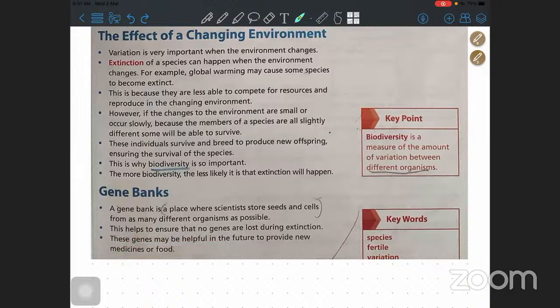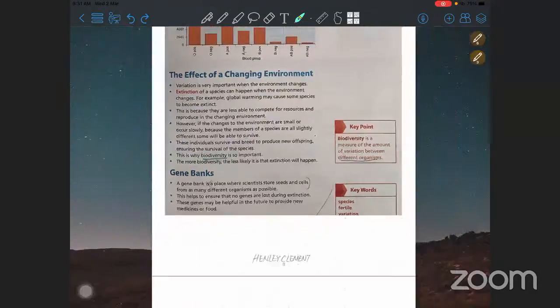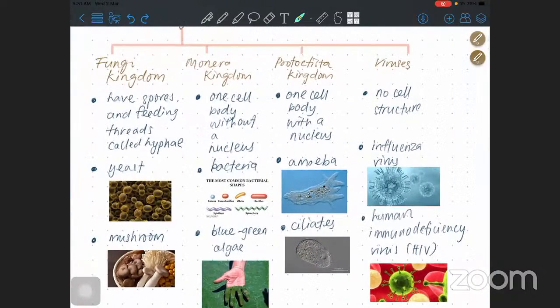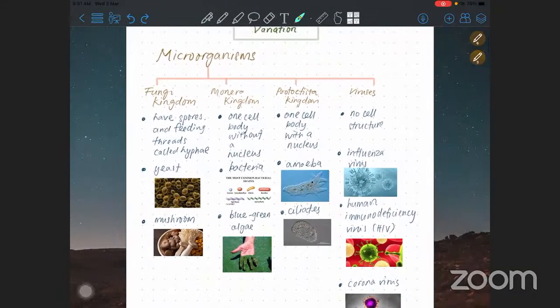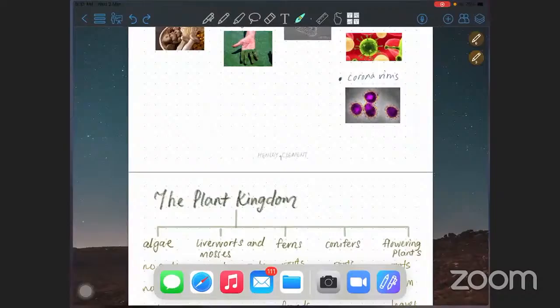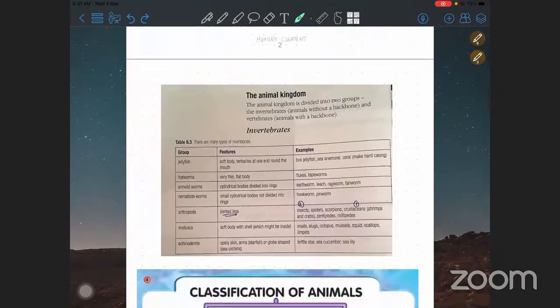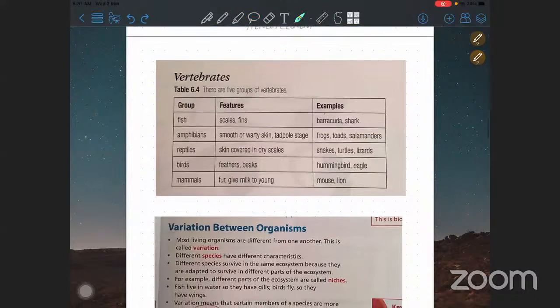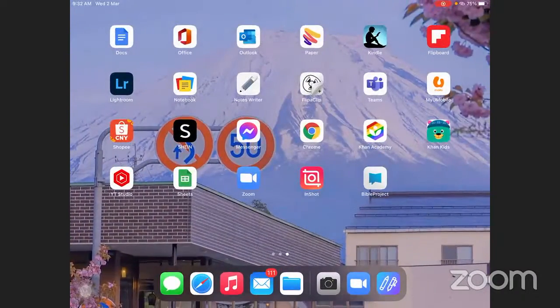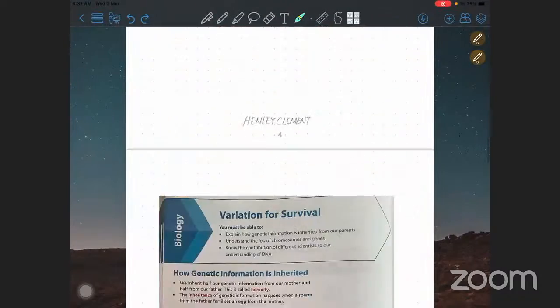This is what we have learned today. From the beginning, this is a very short course, this is Mr. Andy Clement, for your year 9. We have learned about microorganisms, then their kingdoms, and the viruses, 3+1. And then we have the plant kingdom. And then we have the animal kingdoms, classification with the vertebrates and the invertebrates. And then lastly, we learned about variation. This is a very short and intense explanation for you.